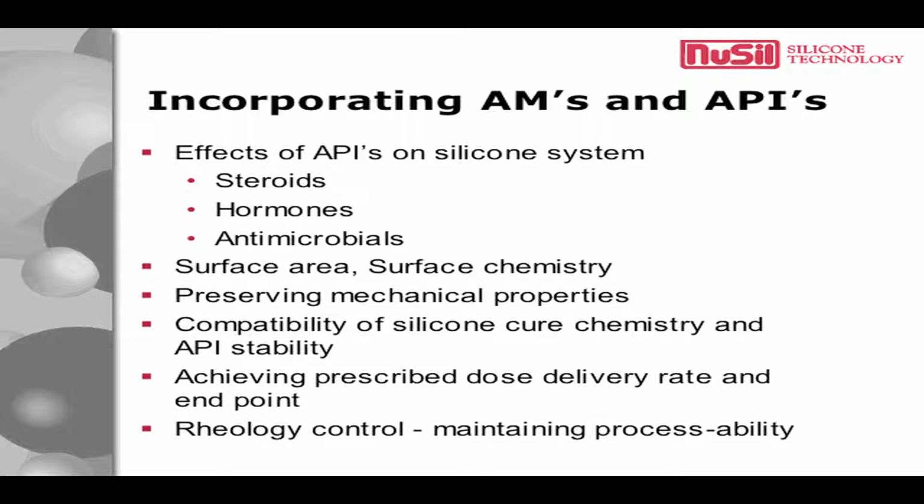Surface area. If you need to have a uniform surface, it has to be throughout the profile, it has to be uniform. You still need mechanical properties. If you make an inserted port, eventually that port has to be removed. It still has to have tensile, tear, and elongation so it can be removed and not damaged.